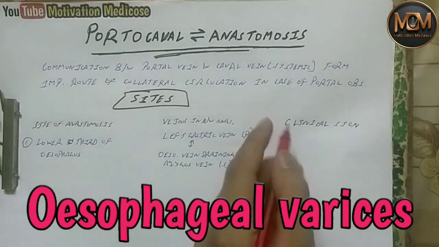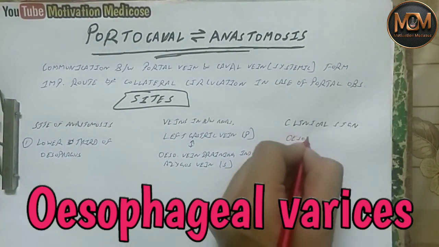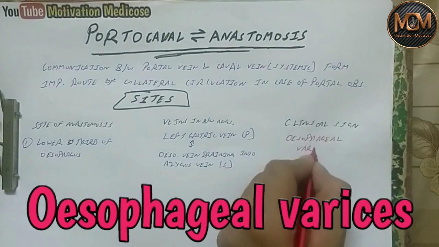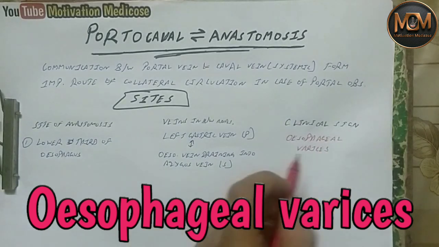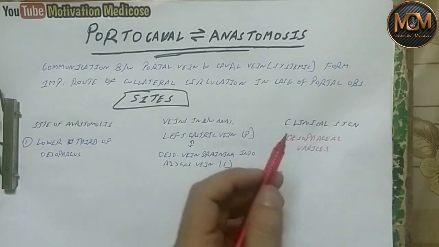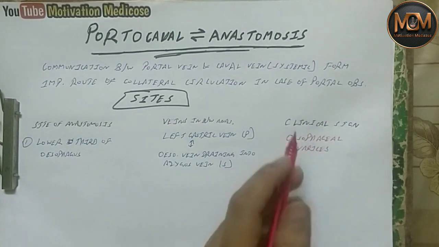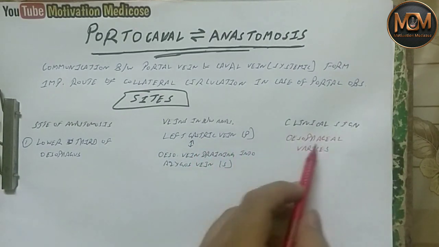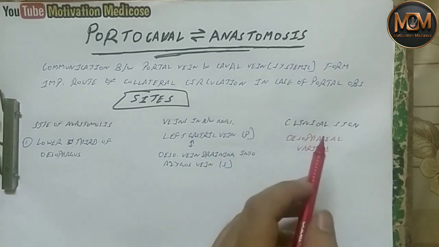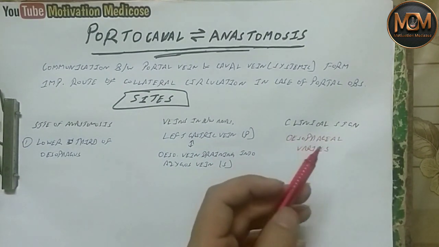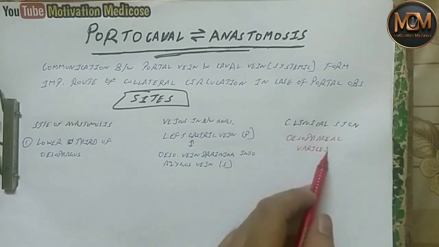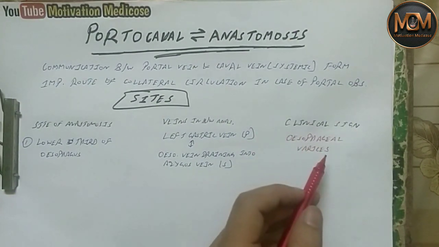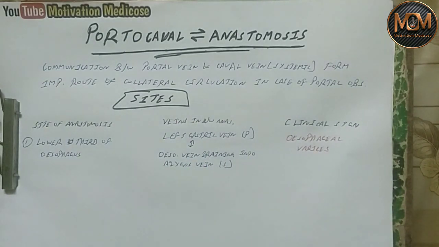In case of portal obstruction, for example in liver cirrhosis, this anastomosis between the left gastric and esophageal veins becomes distended and tortuous and forms esophageal varices. Due to more obstruction, these esophageal varices get ruptured and cause hematemesis, that is vomiting of blood. So this is the first portocaval anastomosis.